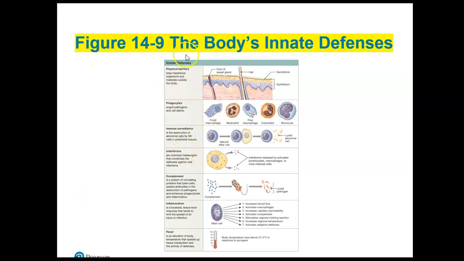Figure 14-9 is showing you just an illustration of all the different innate defenses: physical barriers, phagocytes, immune surveillance by natural killer cells, interferons, complement, inflammation, and then fever. So this is a really good summary of the body's innate defenses. It could actually take the place of just about everything we covered with the innate defenses.